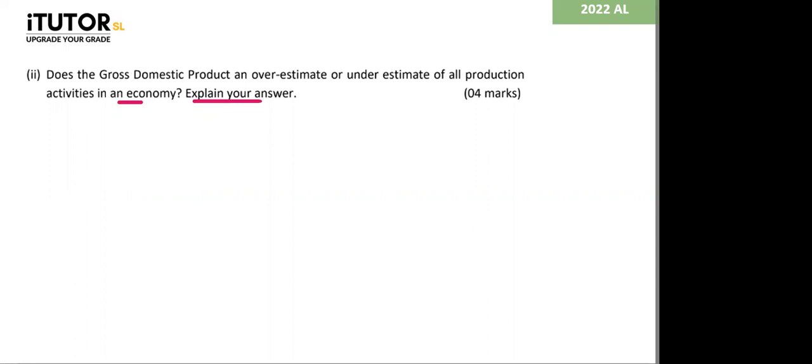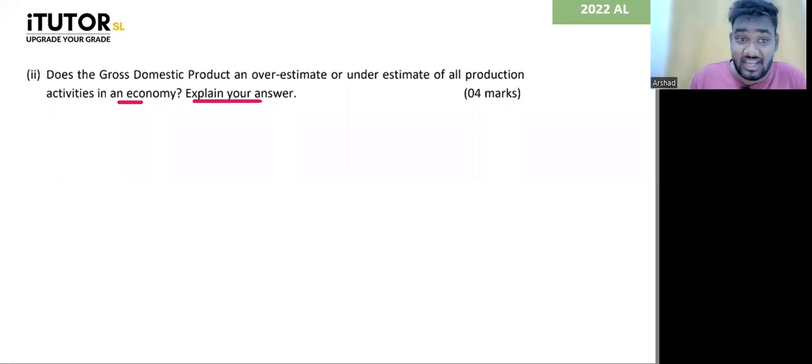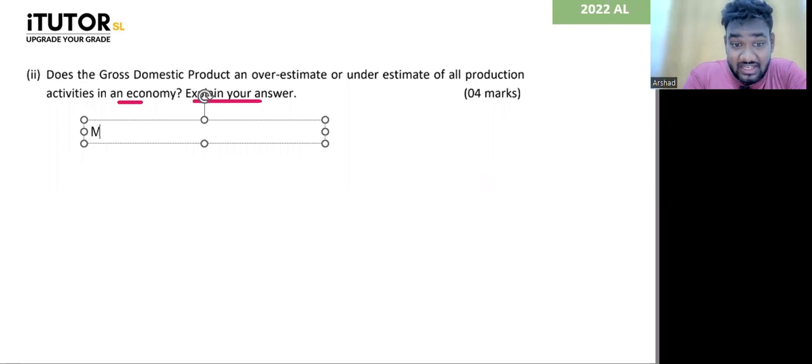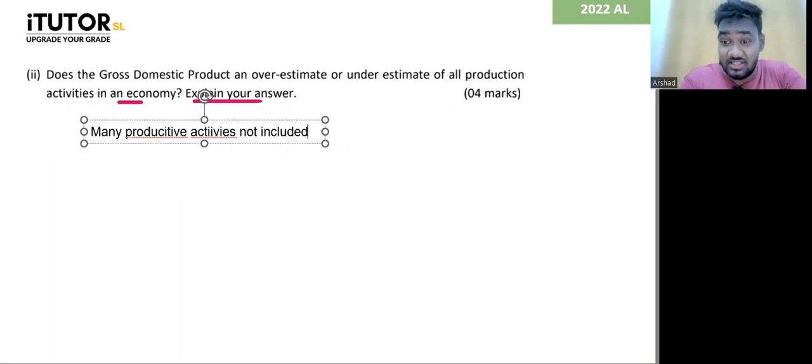Okay. So, mainly what you can write, guys, you can say that this is an underestimation. Why is it an underestimation? Can you give me some reason? Okay. So there are many productive activities that are not taken into account. Many productive activities not included. Not included like what? All these household services provided by households, those you don't include, right? That is one. What else?